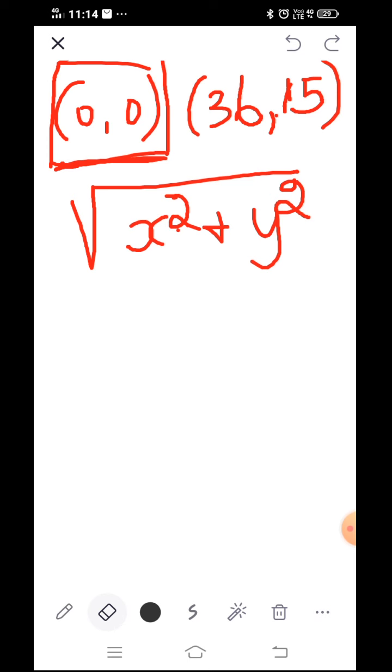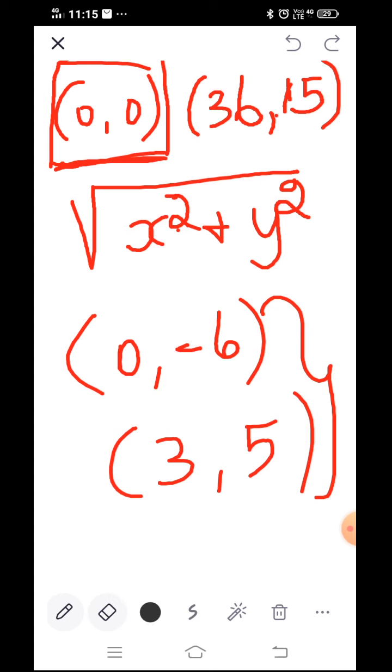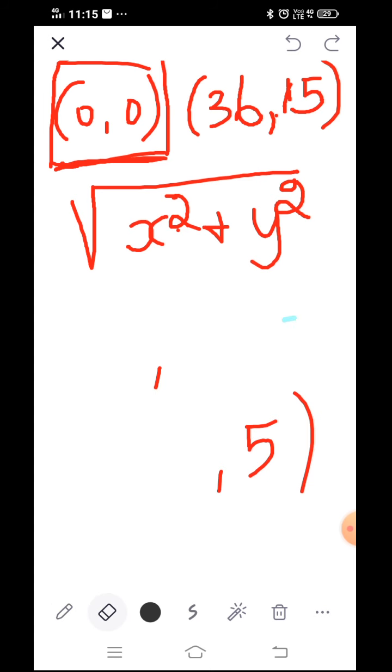Okay. Suppose I give another example. If it is 0, minus 6, these are the coordinates of A and the coordinates of B are 3, 5. Suppose I am asking you to find the distance between these two points. Also, you should not use this formula. You have to go with the first distance formula only. Am I clear, children? Whenever both the x coordinate as well as the y coordinate are 0, that time alone you can use this formula. Otherwise, you have to use the distance formula only.